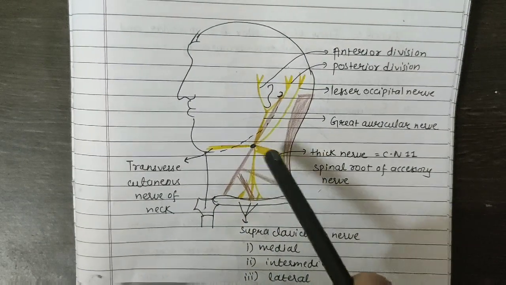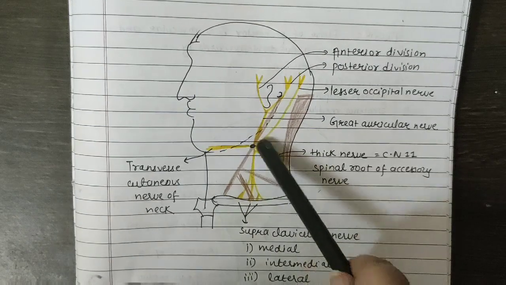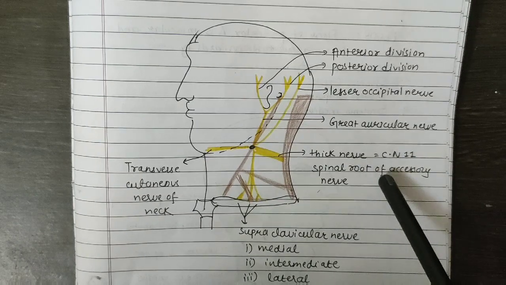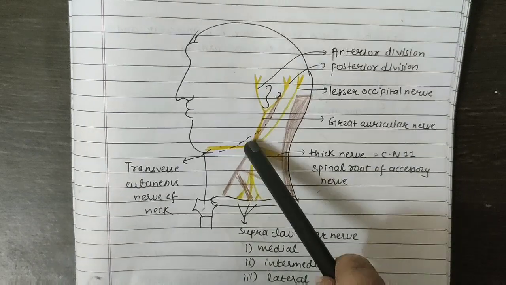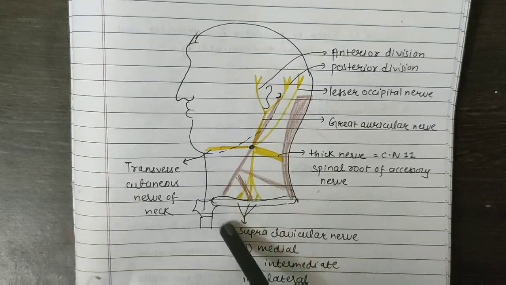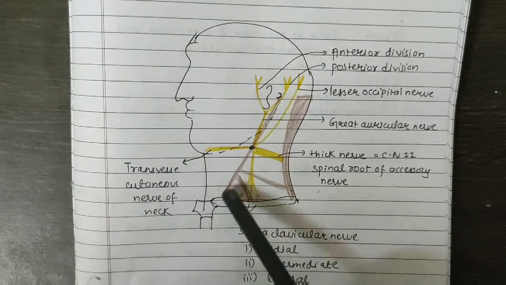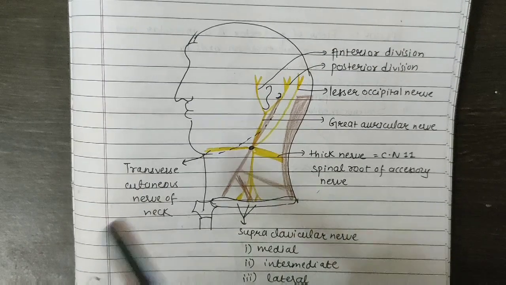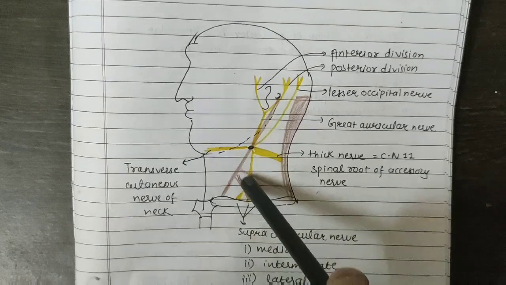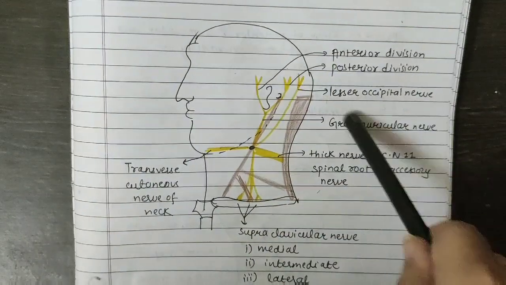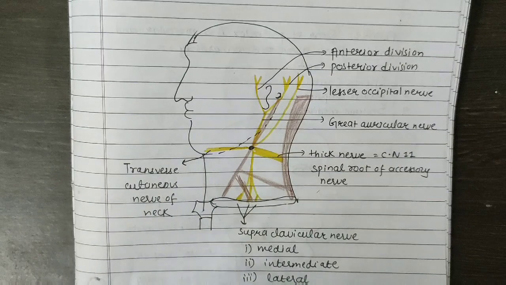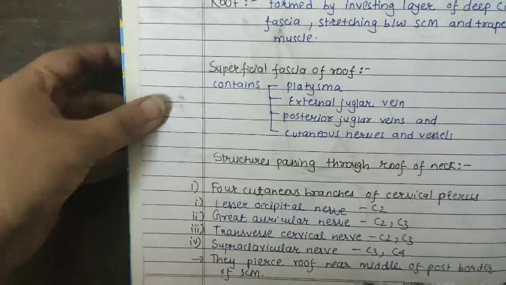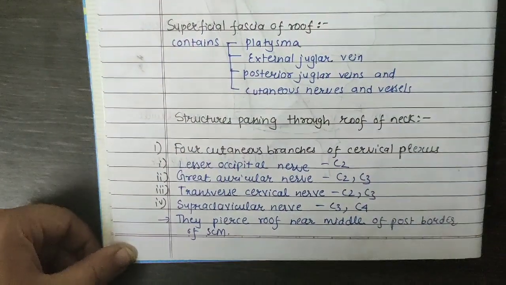The nerve which is thick in appearance is the cranial nerve number 11, which is the spinal root of the accessory nerve. And here we see the three supraclavicular nerves: the medial, intermediate and lateral supraclavicular nerve. So these are the nerves that are present in the roof of the posterior triangle of the neck. Now let's see, there are four cutaneous branches of the cervical plexus.